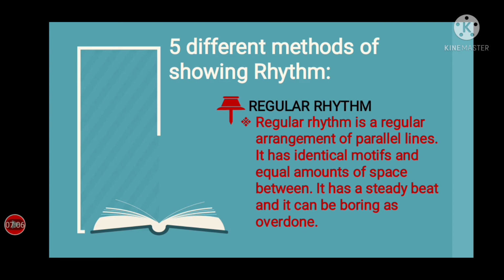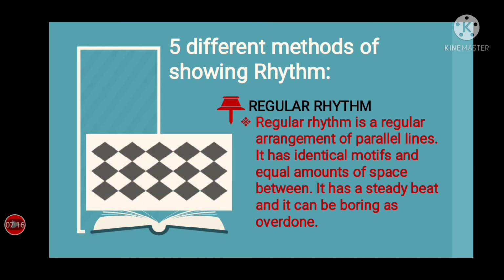So it has identical motifs and equal amounts of space between. It has a steady beat and it can be boring if overdone. So an example of this is this one. Mostly, an example of regular rhythm is the chessboard. It has a boring pattern of black and white.